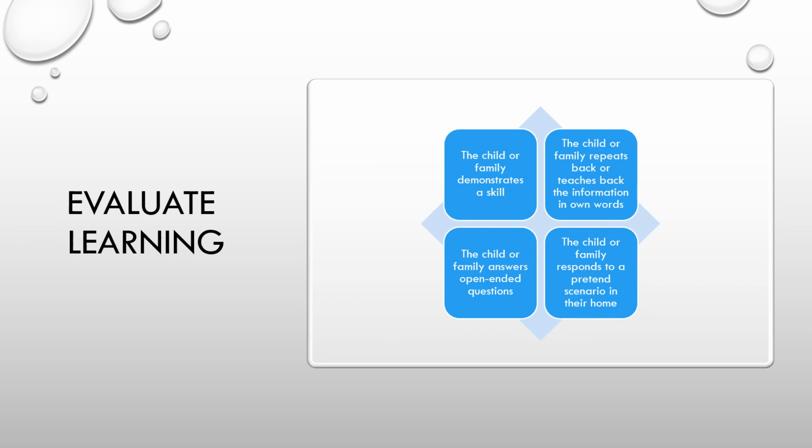The child or family repeats back or teaches back the information in their own words. That's a really good evaluation. The child or family answers open-ended questions, or the child and family responds to a pretend scenario in their own home. So you can give a scenario. So if you get home and your child pulls out their NG tube, what is the first thing that you want to do? Right? Give them some scenarios.